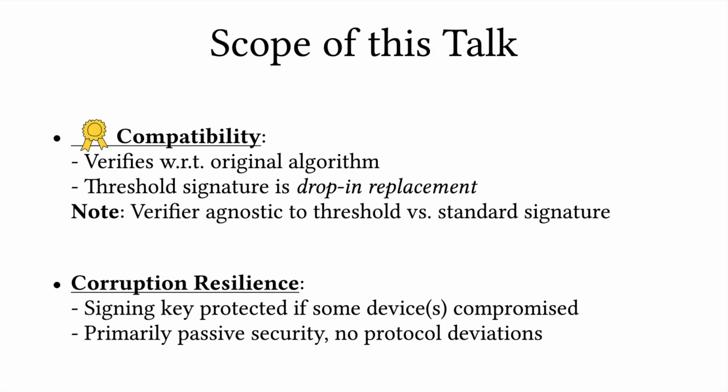And of course, we want some notion of corruption resilience. That is, even if some devices are compromised, the signing key should stay safe. And because I'm going to be talking about barriers, I will make the adversary as restricted as possible. That is, I'm going to consider only passive security. That is, everyone follows the protocol and there are no deviations in the threshold signing protocol.